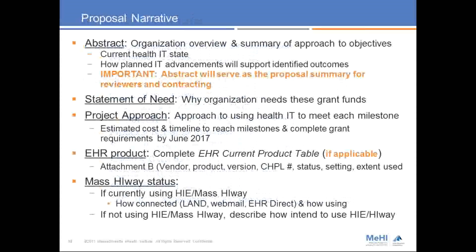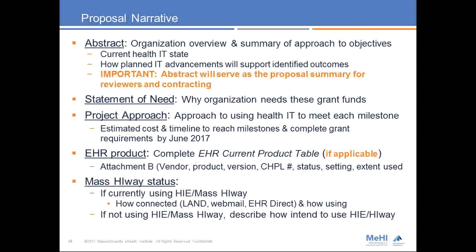The statement of need should describe why the organization requires the funds available through this grant program. The project approach should provide a synopsis of the organization's proposed approach to adopt and use health IT, currently in use and/or that needs to be procured, in order to meet each proposed milestone. Each applicant is also required to estimate the total cost of this project and the timeline to reach each milestone.